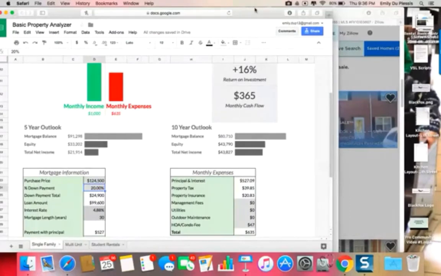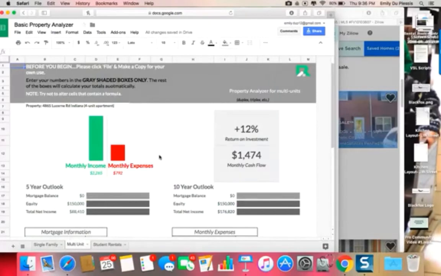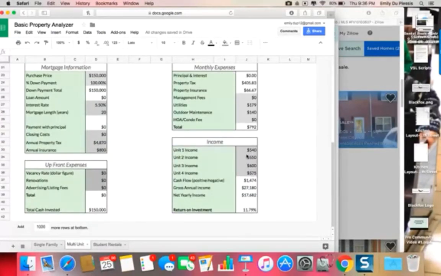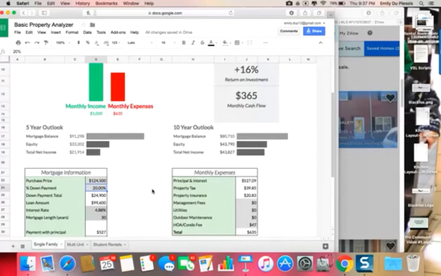If you use our property analyzer as well, down here on the tabs, and I'll just show this to you quickly, there are different tabs for different types of properties. So there's a multi-unit tab, and really the main difference is here in the unit income. You can break out the incomes by unit, and we have a student rental tab that we use as well, and the difference really here is breaking down the income, because most landlords, when it comes to student rentals, charge per student per semester. So this is broken down that way. You can put in the per student per semester rate. Let's say you charge $2,700 a semester. You can put that in and it will automatically multiply it by 2 for each semester, right? So just a quick overview of our property analyzer.